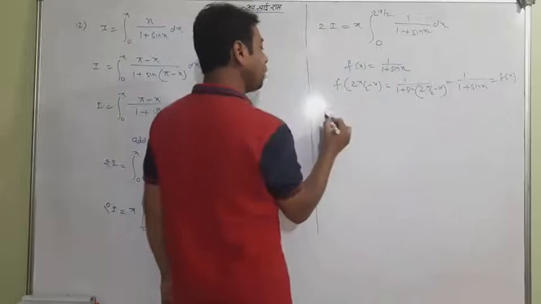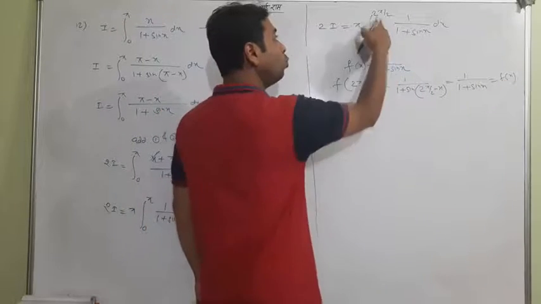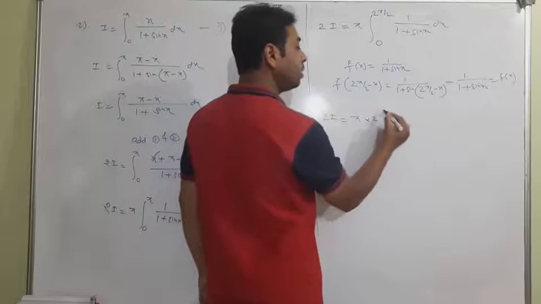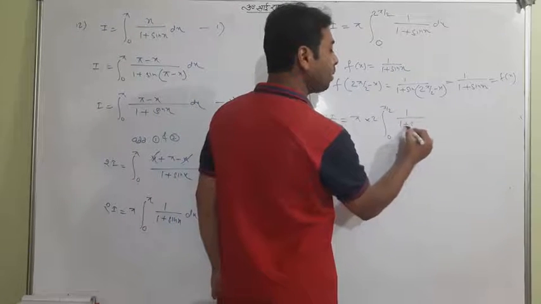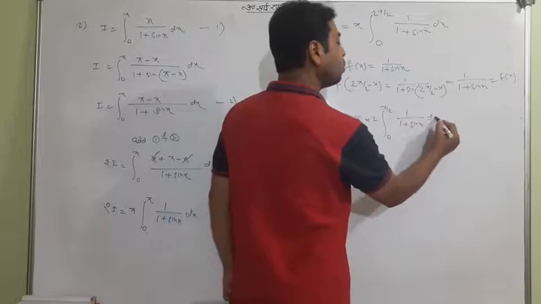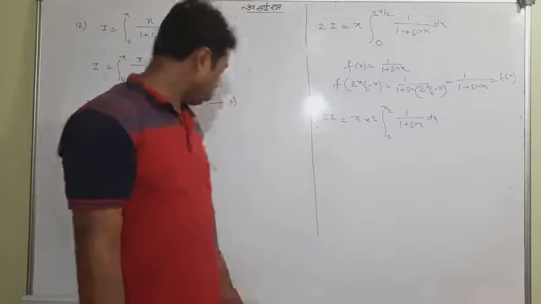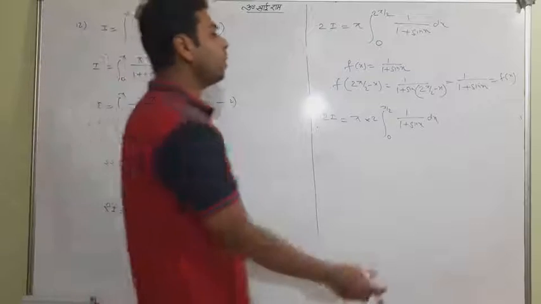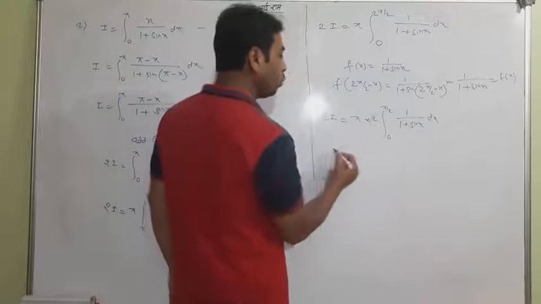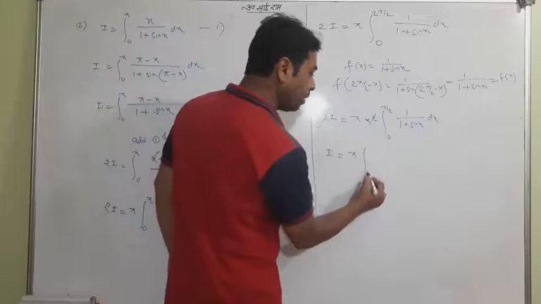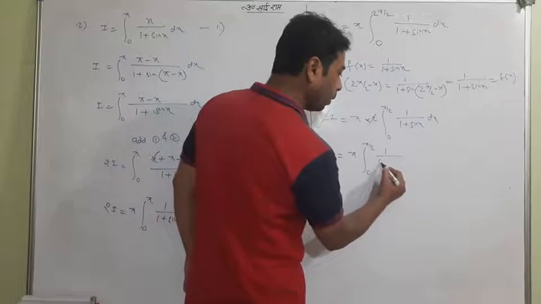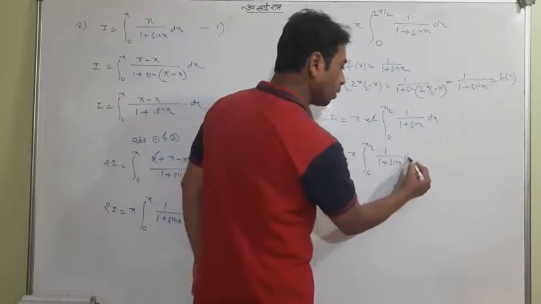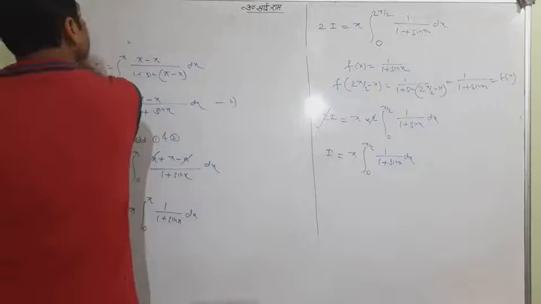So can I write that 2I is equal to pi, that 2 will be written outside, 0 to pi by 2. Same concept I am using. This was not necessary. You can also find the integration and put up the limit. But okay, if you remember, you can do this. 2 will cancel, and pi, 0 to pi by 2, and 1 upon 1 plus sin x is in front of you. Now we will solve this question.